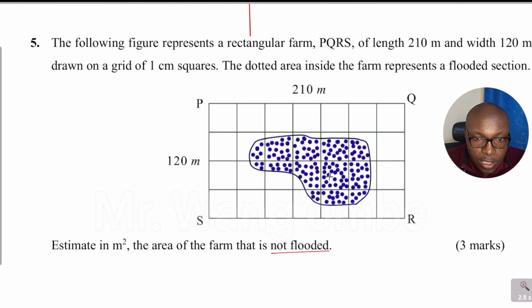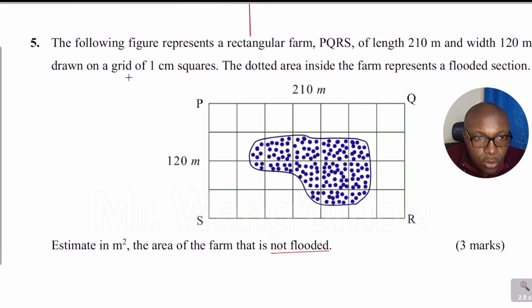And how do you get that? You get the area of the rectangle PQRS, then subtract the area of the dotted. By doing so, you'll be left with the area that is not flooded. So this is how we're going to do it. The first thing we'll do, we need to get the scale, because you can see the length is 210 meters, and then this is represented.